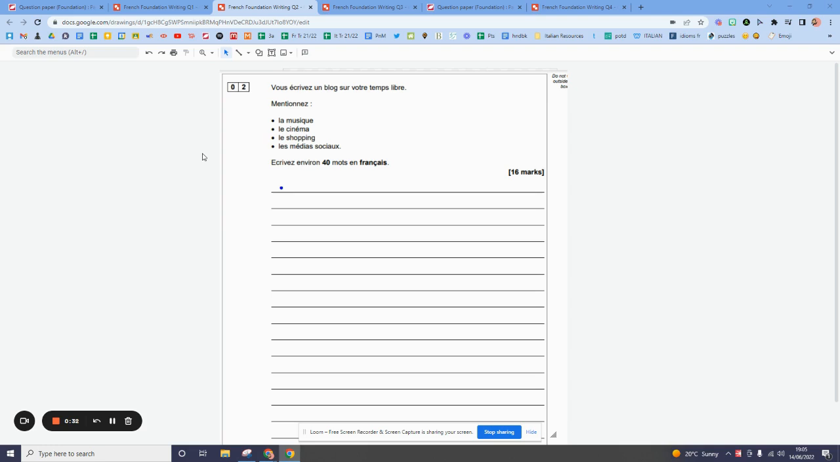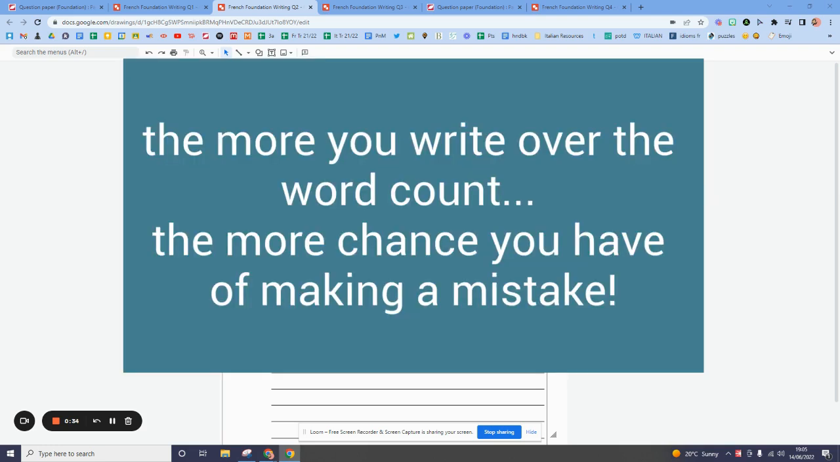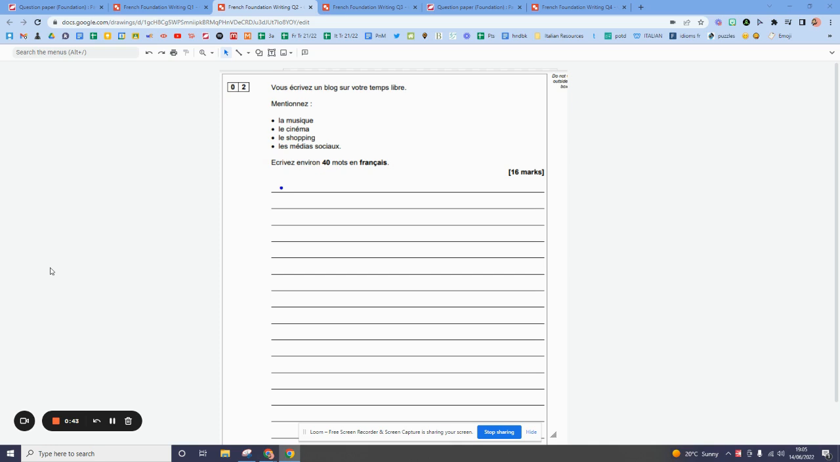If you write masses too many, reams and reams of words, the examiner might say, right, I need a cut-off point here. However, if you're using up this space, you're not going to be penalised for too many words. So let's start with rule number 1 with these questions, which is to translate your bullet points. So the top of the question says, Vous écrivez un blog sur votre temps libre, mentionnez. You are writing a blog about your free time, please mention. La musique, le cinéma, le shopping, les médias sociaux.